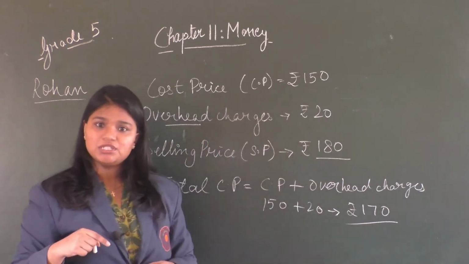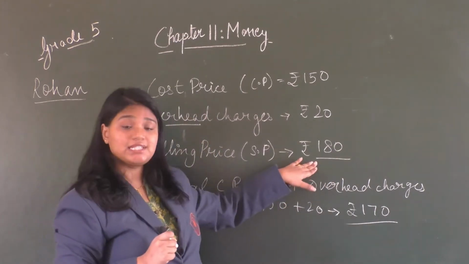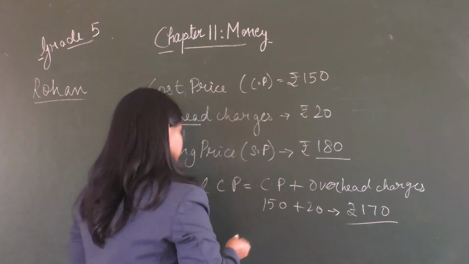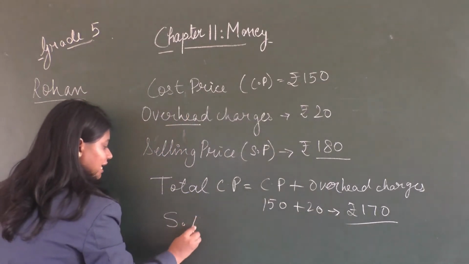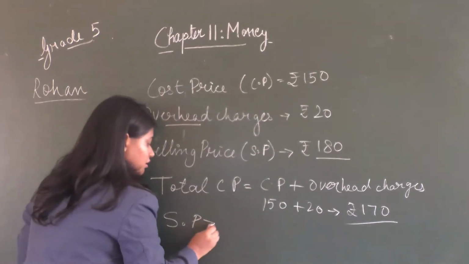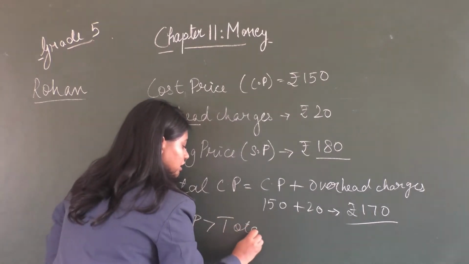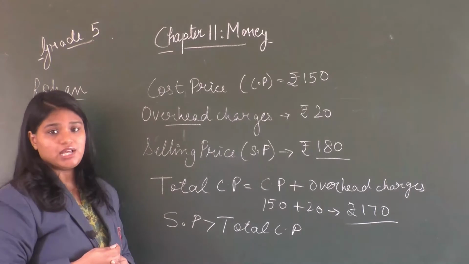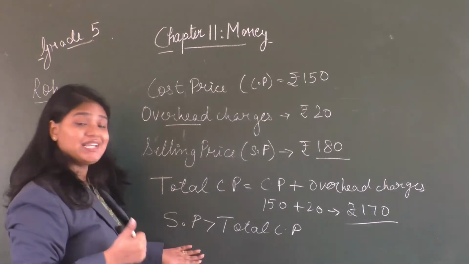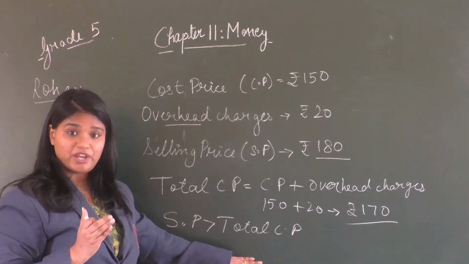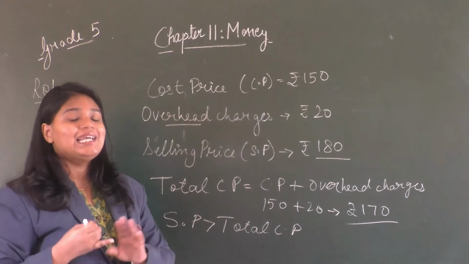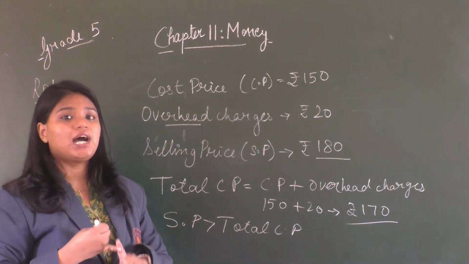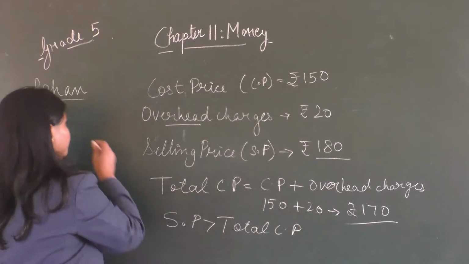Now, notice the selling price and the total CP. Is there any difference? Yes, the selling price is greater than the CP. Selling price is greater than total CP. Now, what is the situation called as? When the selling price is greater than the cost price or the total cost price, it is said that the product or the article is sold at a profit.